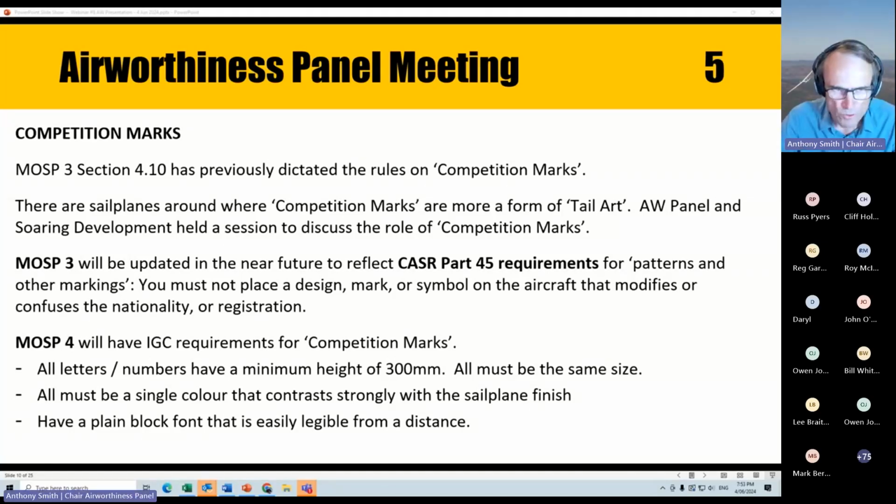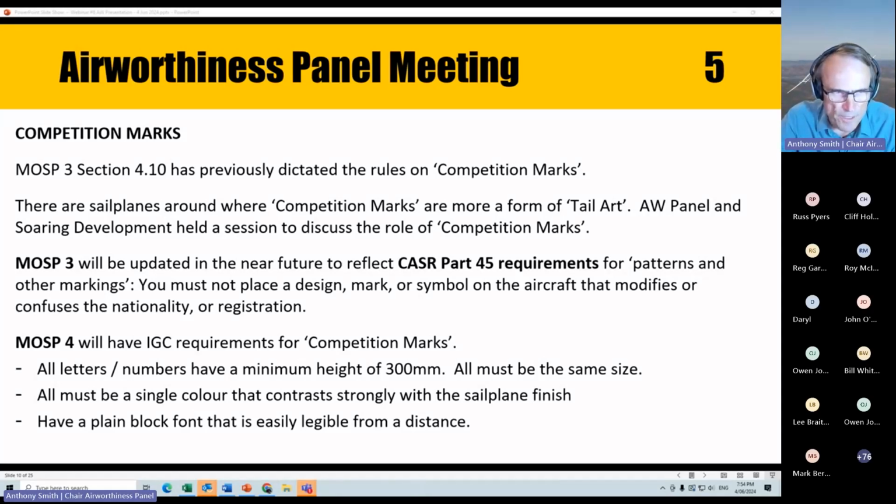MOSP 4 will have the IGC requirements for competition marks. So this will be along the lines of all letters and numbers have a minimum height of 300 millimeters and they all must be the same size. Now, I'm aware of at least one aircraft getting around where there's 2 very large letters and 1 very small letter. That won't be allowed into the national competitions.